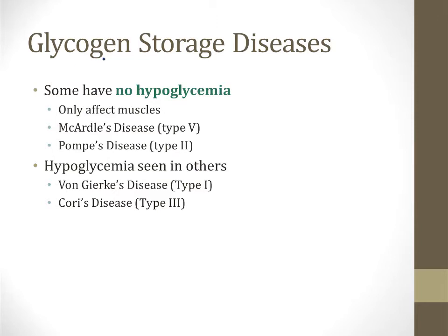First of all, you should always remember that some glycogen storage diseases do not cause hypoglycemia. These disorders only affect muscles. These include McArdle's disease and Pompe's disease. So if you're faced with a board question of a baby with hypoglycemia and you see one of these two answer choices, those are not the correct answer. There is, however, hypoglycemia that can occur in other glycogen storage diseases, especially in von Gierke's disease and Cori's disease.